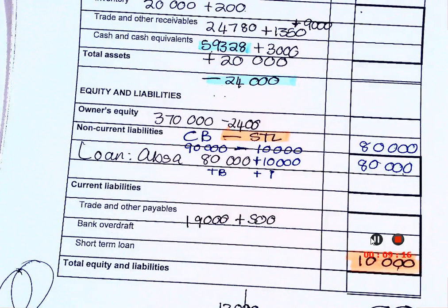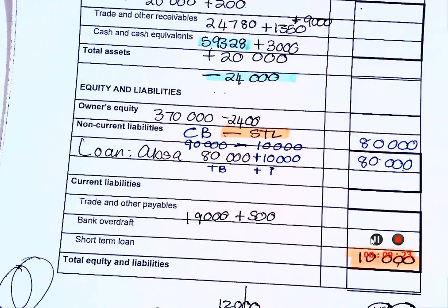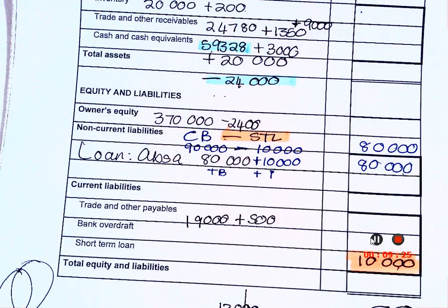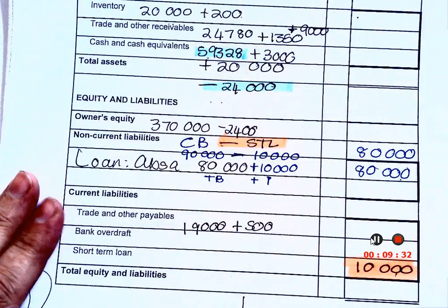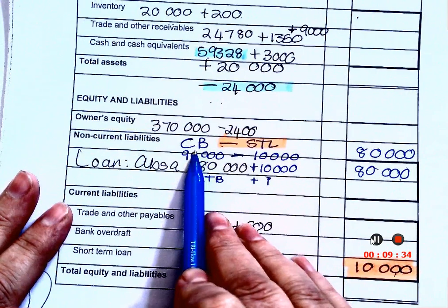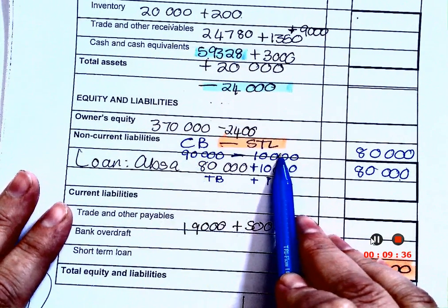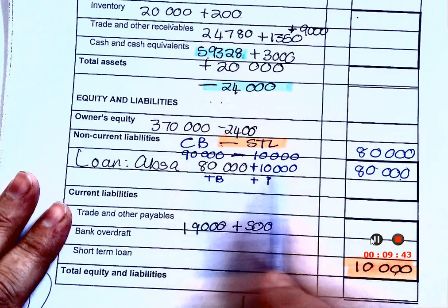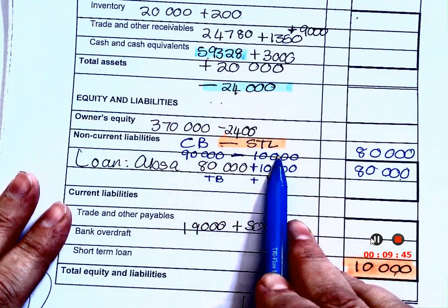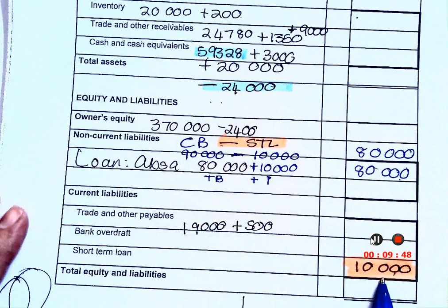Must I repeat? Okay, so let's make it an easy thing. What are you going to do when you get to your balance sheet? You're going to take your closing balance and you're going to minus the part that they tell you to pay next year. That's all you do. So I take my closing balance, I subtract the 10 that I'm going to pay next year, and I put it with the short-term loan.